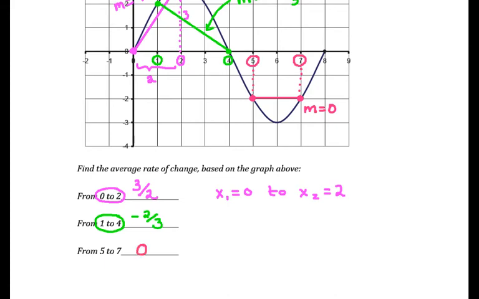So if we have a graph, we should not try to use the formula for average rate of change. We should instead try to draw a picture of that line segment and figure out what its slope is by analyzing it. What's the rise? What's the run? Is it a positive slope or a negative slope? And then everything's very simple.